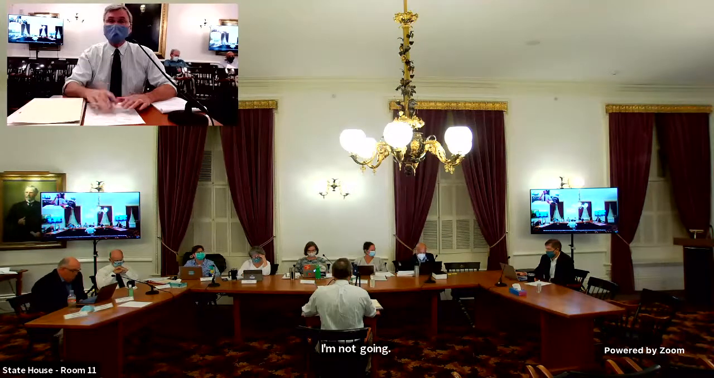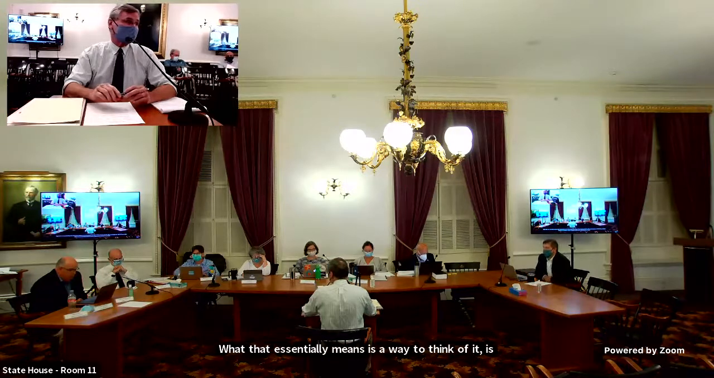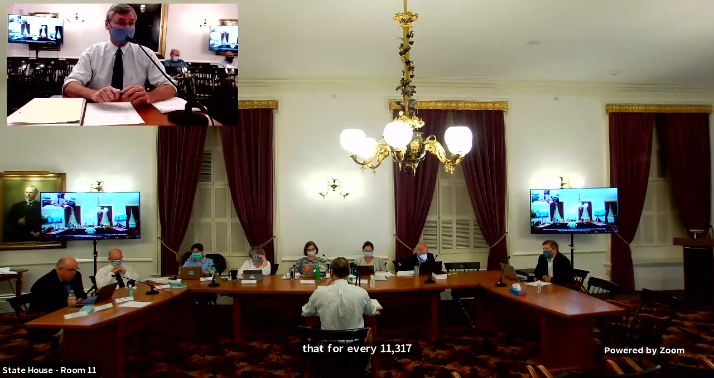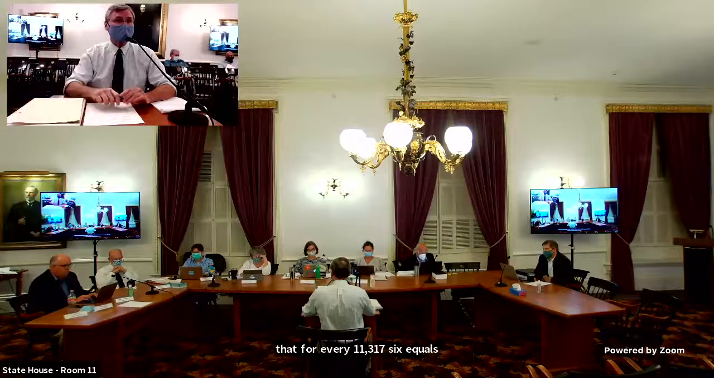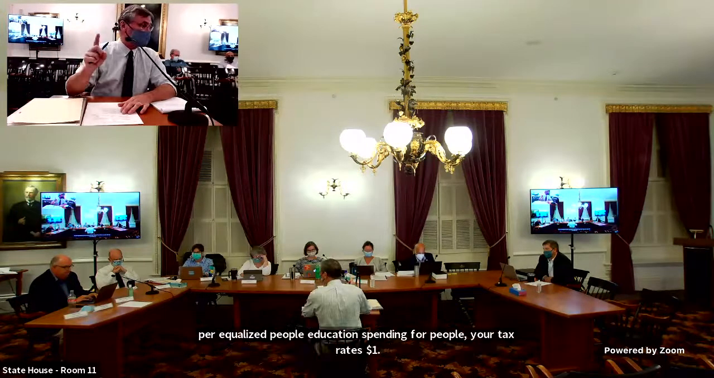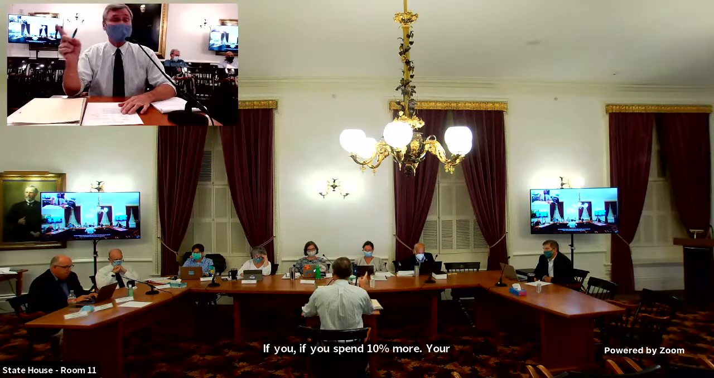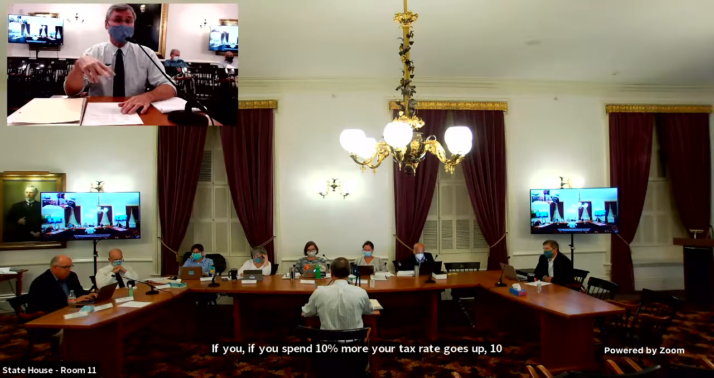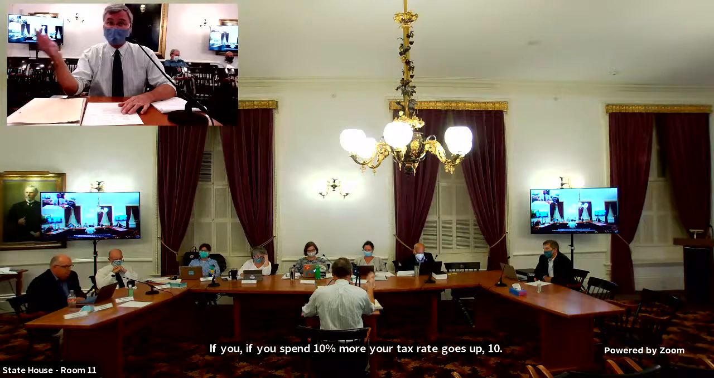What that essentially means, a way to think of it, is that for every $11,317 the district spends per equalized pupil, education spending per equalized pupil, your tax rate's $1. If you spend 10% more, your tax rate goes up 10%, so it'd be $1.10. If you spend 20% more, your tax rate goes up 20%, okay, to $1.20.